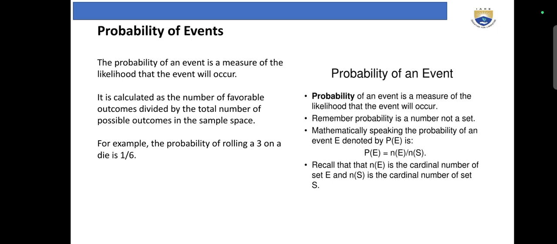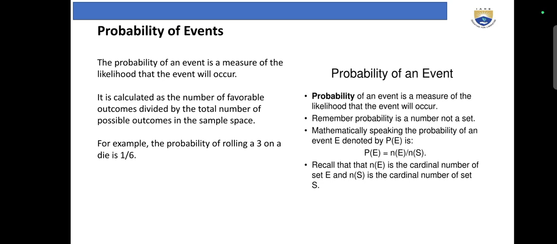The probability of an event is a measure of the likelihood that the event will occur. Remember, probability is a number, not a set. Mathematically speaking, the probability of an event is denoted by P of E, and P of E is equal to N of E divided by N of S. Recall that N of E is the cardinal number of set E and N of S is the cardinal number of set S. These events are mutually likely.